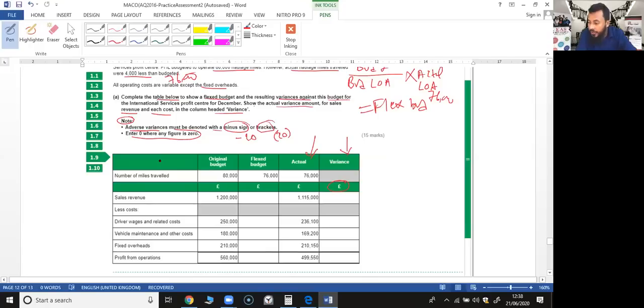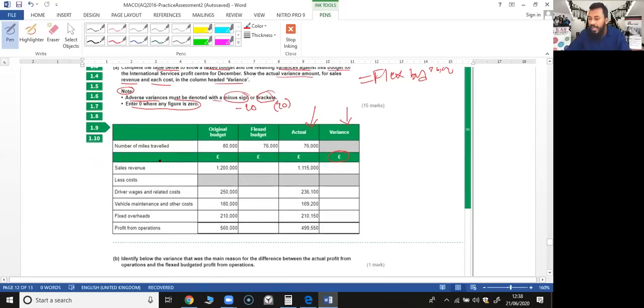So if it is so, life would be easy. Please do some calculation for me. We're going to do the flexible budget for sales, for driver wages and related cost, for vehicle maintenance. Fixed remains fixed. If fixed is 210,000 for 80,000 miles, for 76,000 or whatever it is, it's going to be 210,000. So that is straightforward. I can see it is 150 extra, and the cost is extra, which is not a good thing. It's just a minus. But let's do the rest.